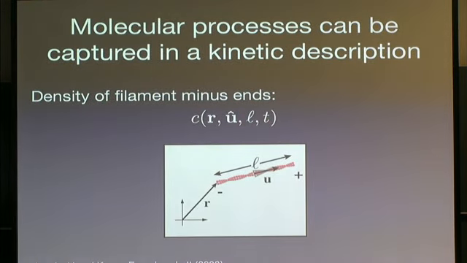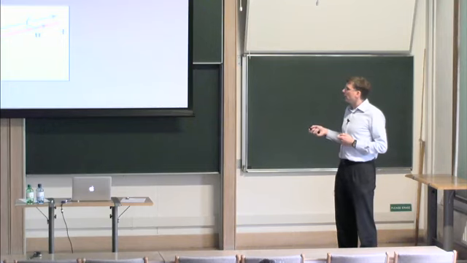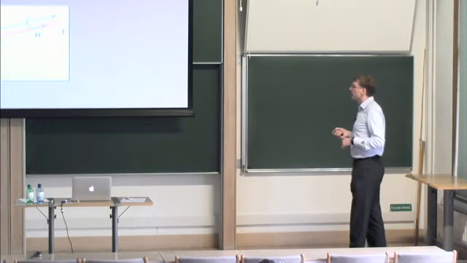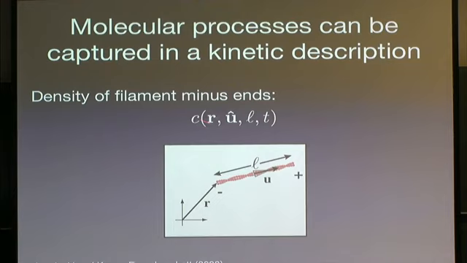As I said, this is a kinetic phenomenon, so how can we describe such a system? Well, we use a description of the distribution of filaments. We assume that these filaments are rigid rods. We track basically the position of the minus ends of these rods. And then, since they are straight objects, they have an orientation in space. This is indicated by this unit vector u here. They have a length that can change. And also these densities obviously depend on time.